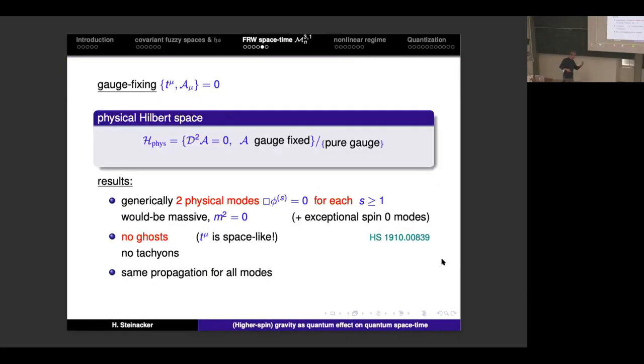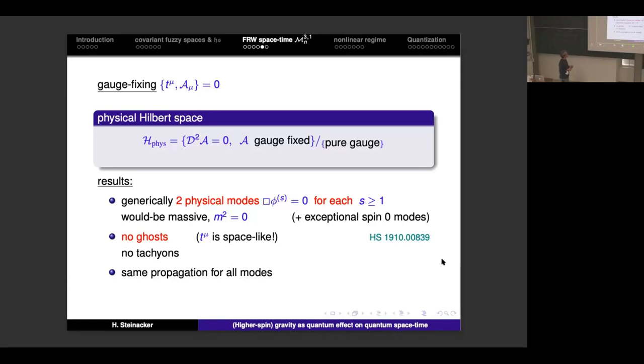But of course, this is not physical. So if you want to get the physical Hilbert space or physical configuration, you do what you always do in Yang-Mills gauge theory: you gauge fix and you mod out the pure gauge stuff. You can do it in a very Faddeev-Popov type of approach. And then it turns out you get two physical modes for each spin larger than or equal to one. These modes have the degrees of freedom of massive gauge fields, but at mass equal to zero. So for example, for spin two you have the degrees of freedom of a massive graviton, but it's governed by a massless, just in a massless limit in some sense. That's a bit strange, but that seems to be what comes out.